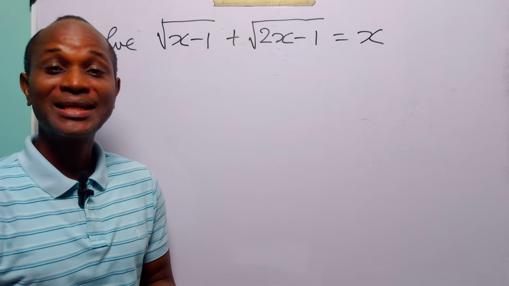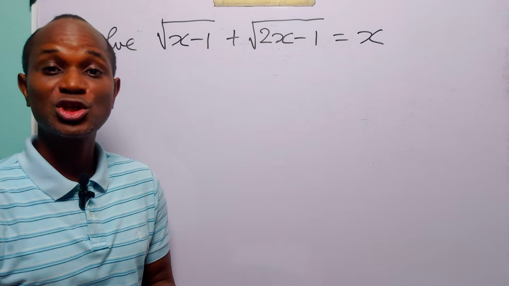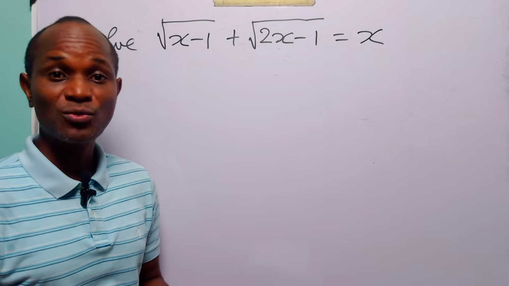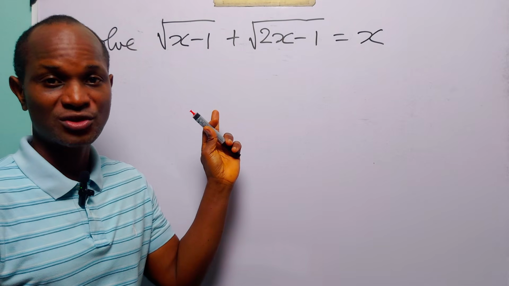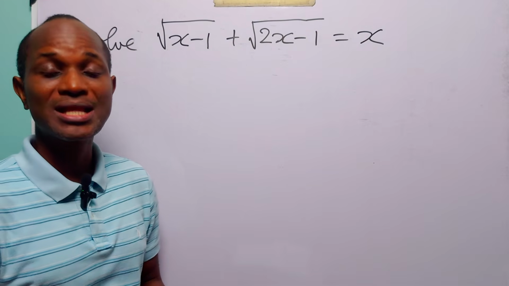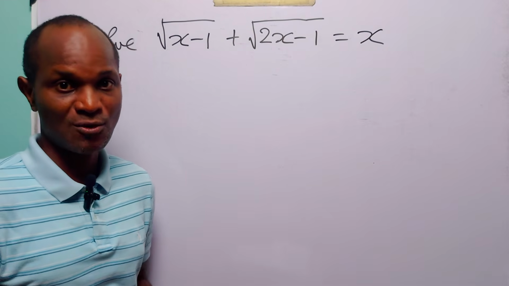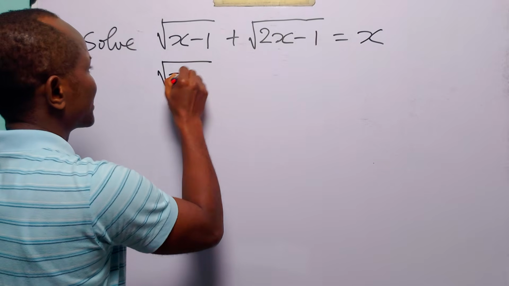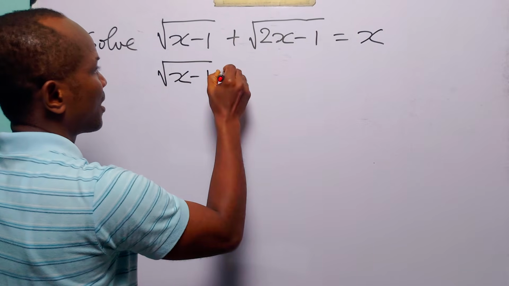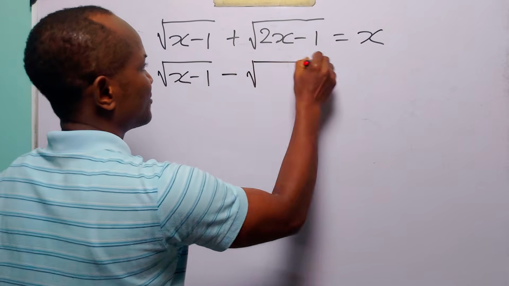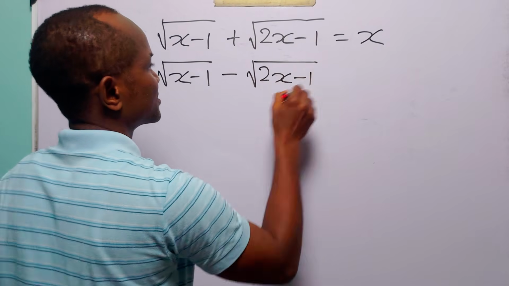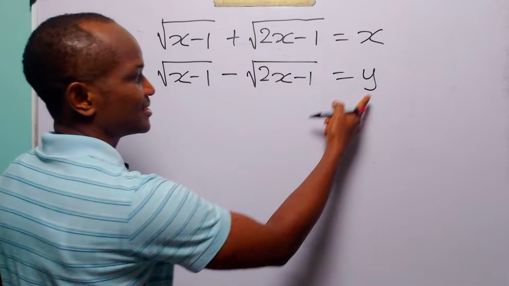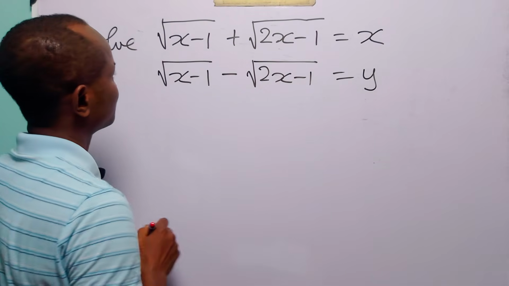Hello and welcome. In this math tutorial, our task is to find the sum of the roots of this radical equation. Now, there are several ways of solving such radical equations, but my preferred way is to start by forming a conjugate equation. So, let the square root of x minus 1 minus the square root of 2x minus 1 be equal to y. Now, our task is to find the value of y.